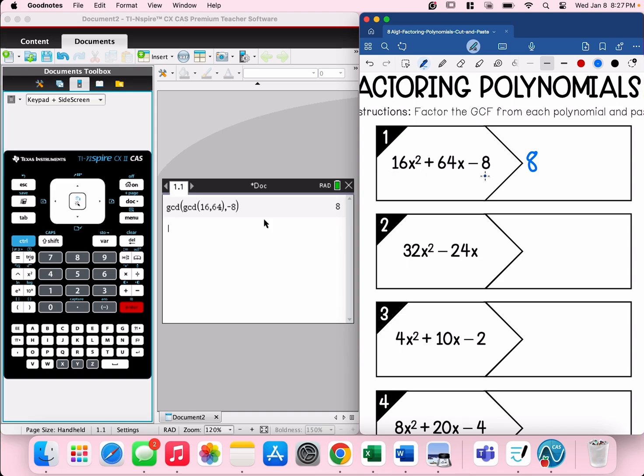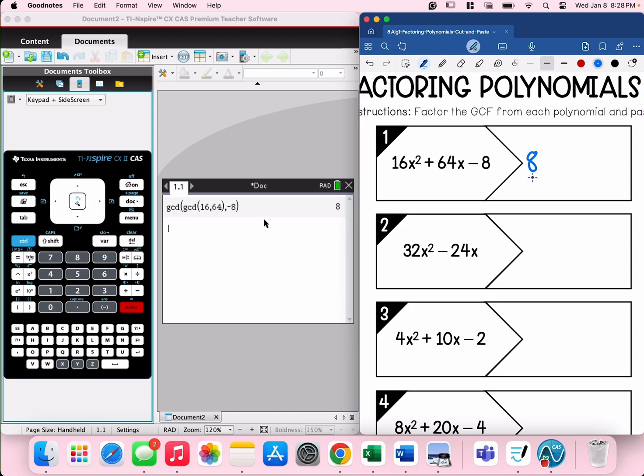Now, the second question that you need to ask yourself is, is there a common variable? In other words, do all 3 terms in this polynomial contain the variable x, the letter x? The answer to that would be no. My first term has an x, my second term has an x, but my last term does not. So I cannot factor out an x, and an x cannot be part of my GCF. So in that case, 8 is my GCF.